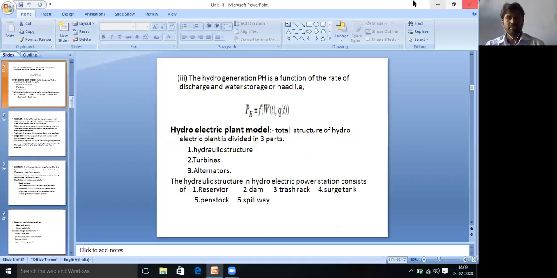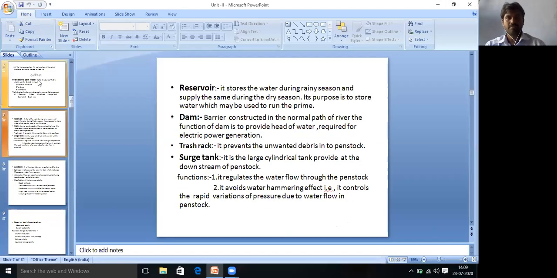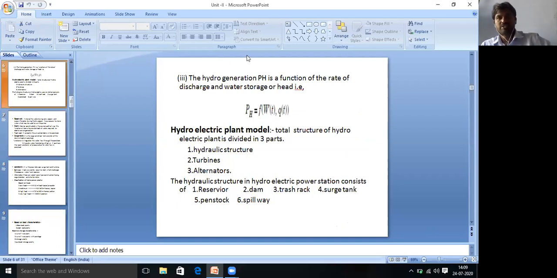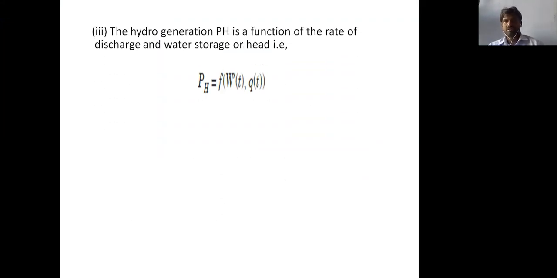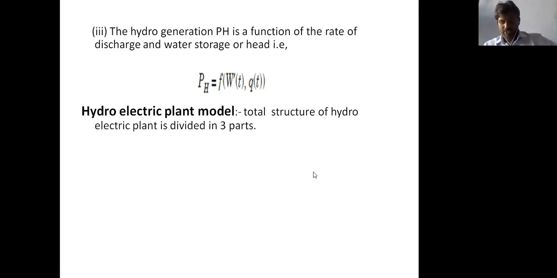These are the following constraints. So the third constraint, the hydro generation Ph, is a function of the rate of discharge and water head. The next topic, hydroelectric plant models.